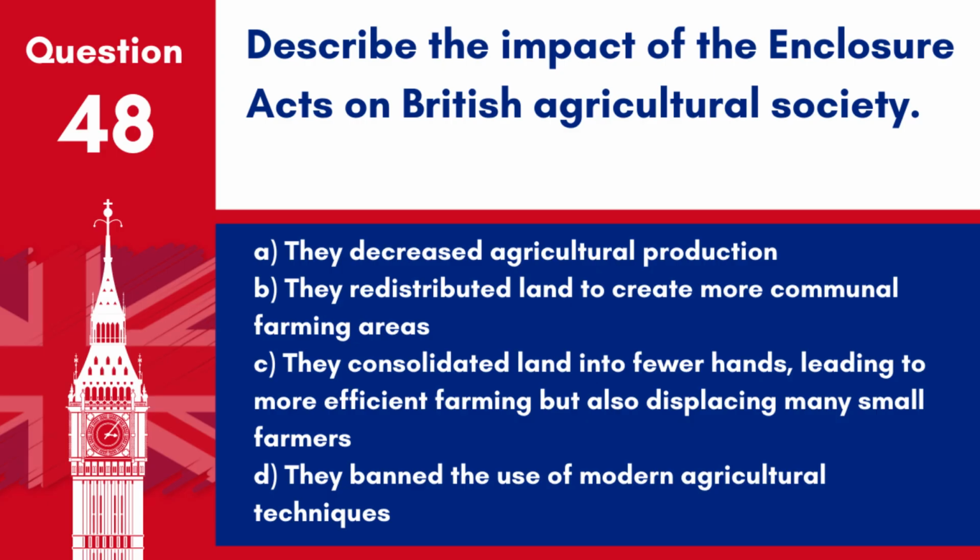Question 48. Describe the impact of the Enclosure Acts on British agricultural society. A. They decreased agricultural production. B. They redistributed land to create more communal farming areas. C. They consolidated land into fewer hands, leading to more efficient farming, but also displacing many small farmers. D. They banned the use of modern agricultural techniques.